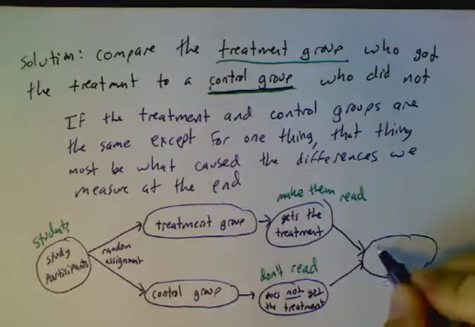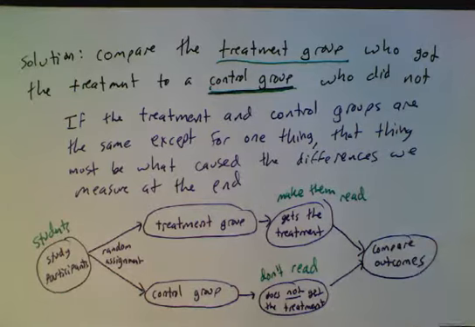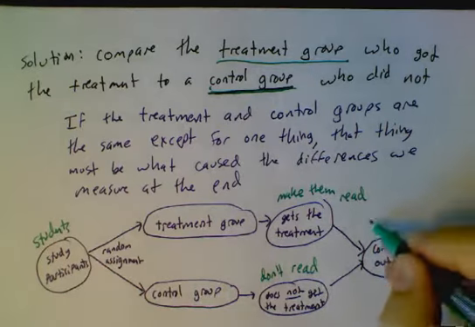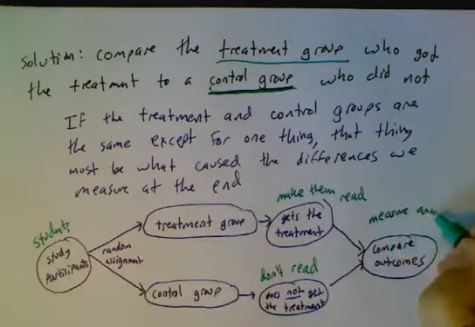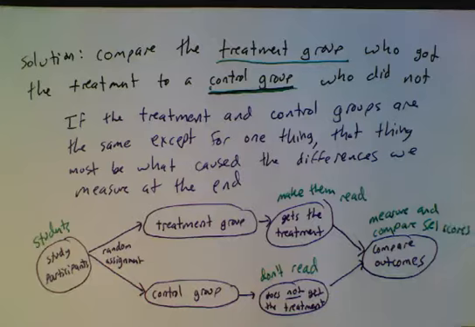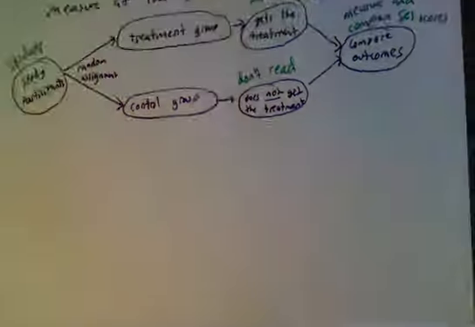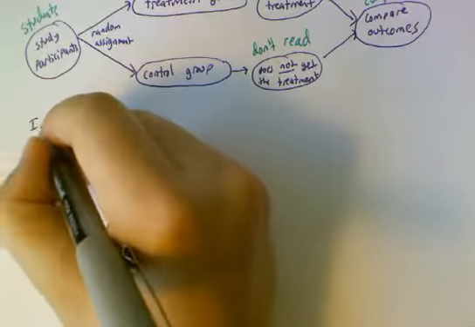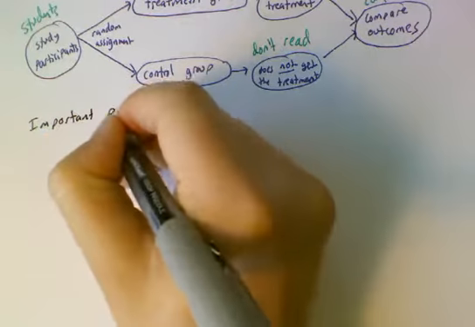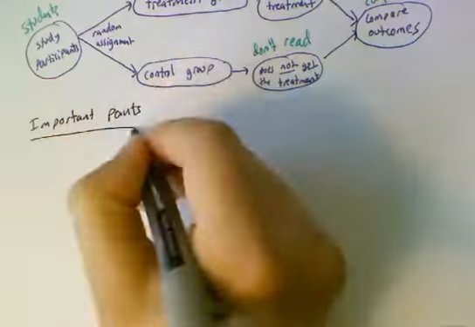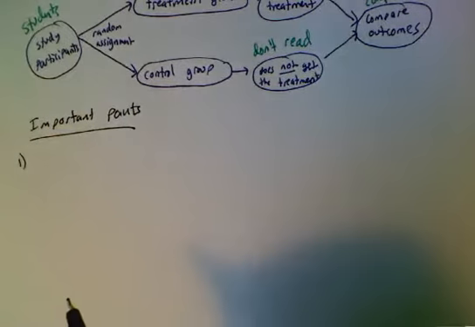And then over here, compare outcomes. So what this would be is we would measure and compare SRI scores. There are a couple of really important points here whenever doing an experiment. One is that the control group and the treatment group need to be as close to identical as possible if we can at first.